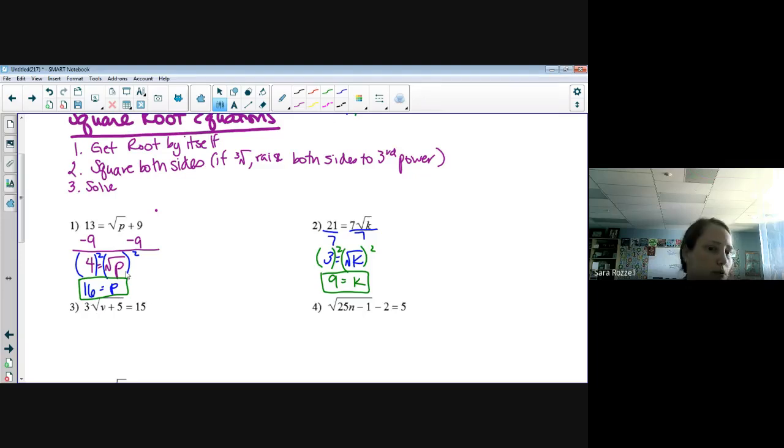Occasionally, you do have to do one more step after you've squared both sides. We'll see that happening on numbers 3 and 4. Number 3, we have a 3 in the front. How are we going to get rid of this 3? What operation? It's 3 times. What's the opposite of times? Divide. So we're going to divide by 3 on both sides. So the square root of v plus 5 is equal to 5.